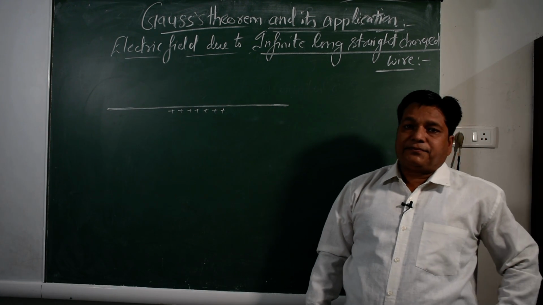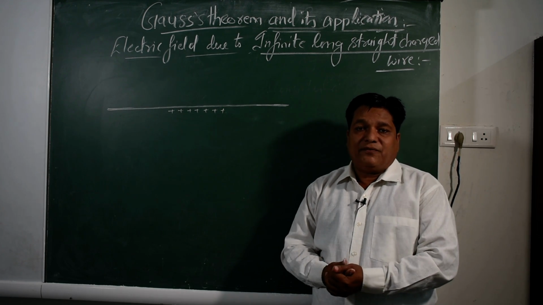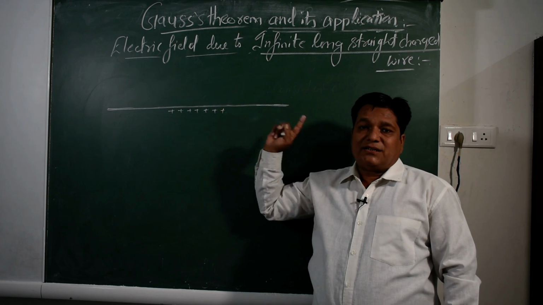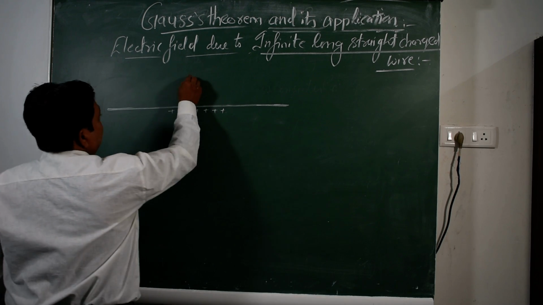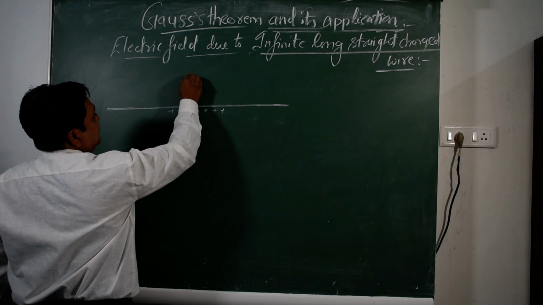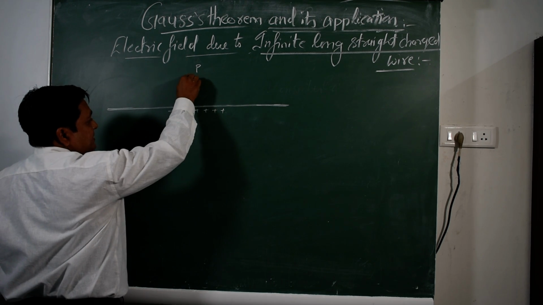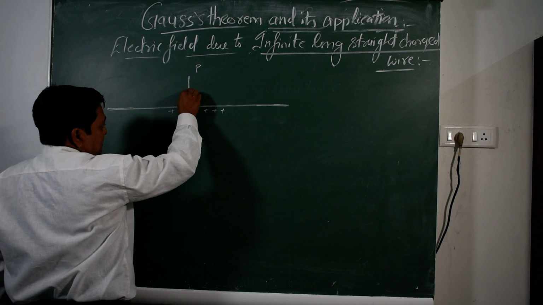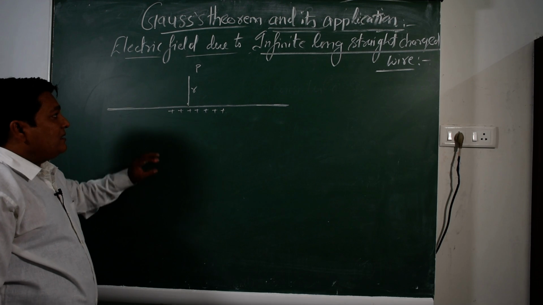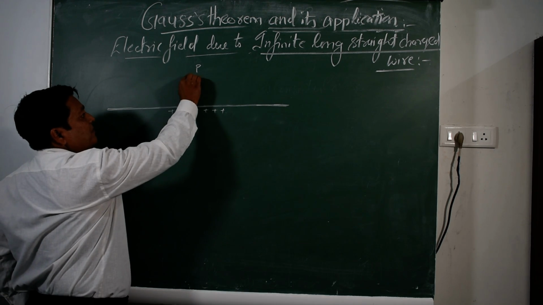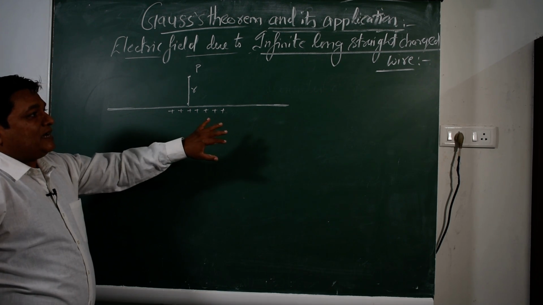Now here, what we have to do is determine the electric field due to this long charged conductor. Suppose that we consider point P here, and we have to determine the electric field at point P, whose distance from the charged wire is r, small r, due to this infinite long straight charged wire.